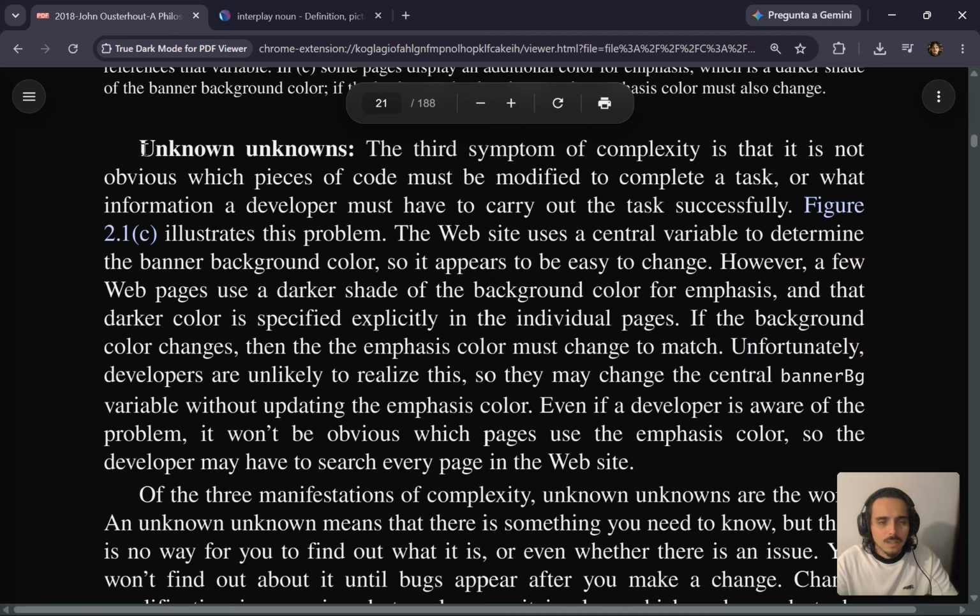Okay, on now to unknowns. The third symptom of complexity is that it is not obvious which pieces of code must be modified to complete a task, or what information a developer must have to carry out the task successfully.